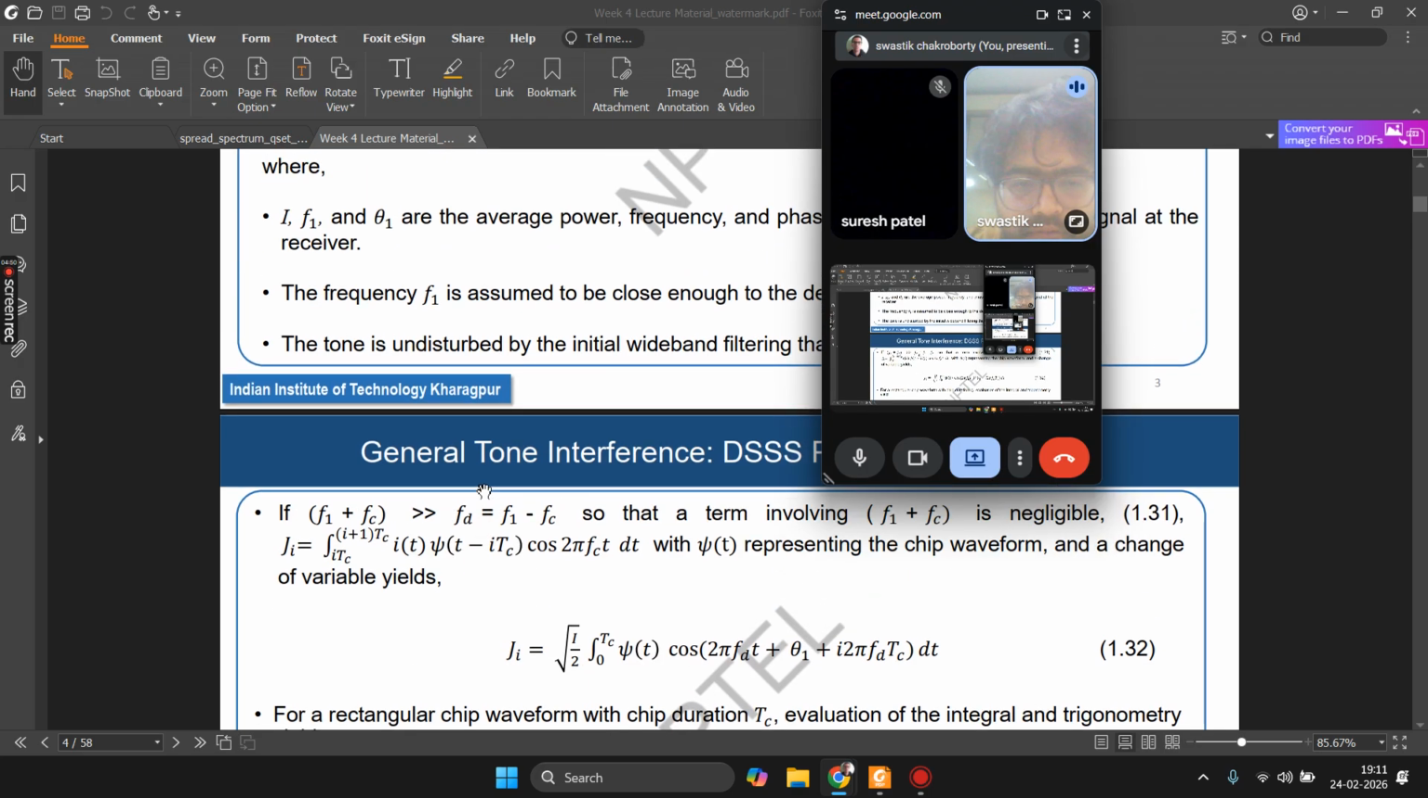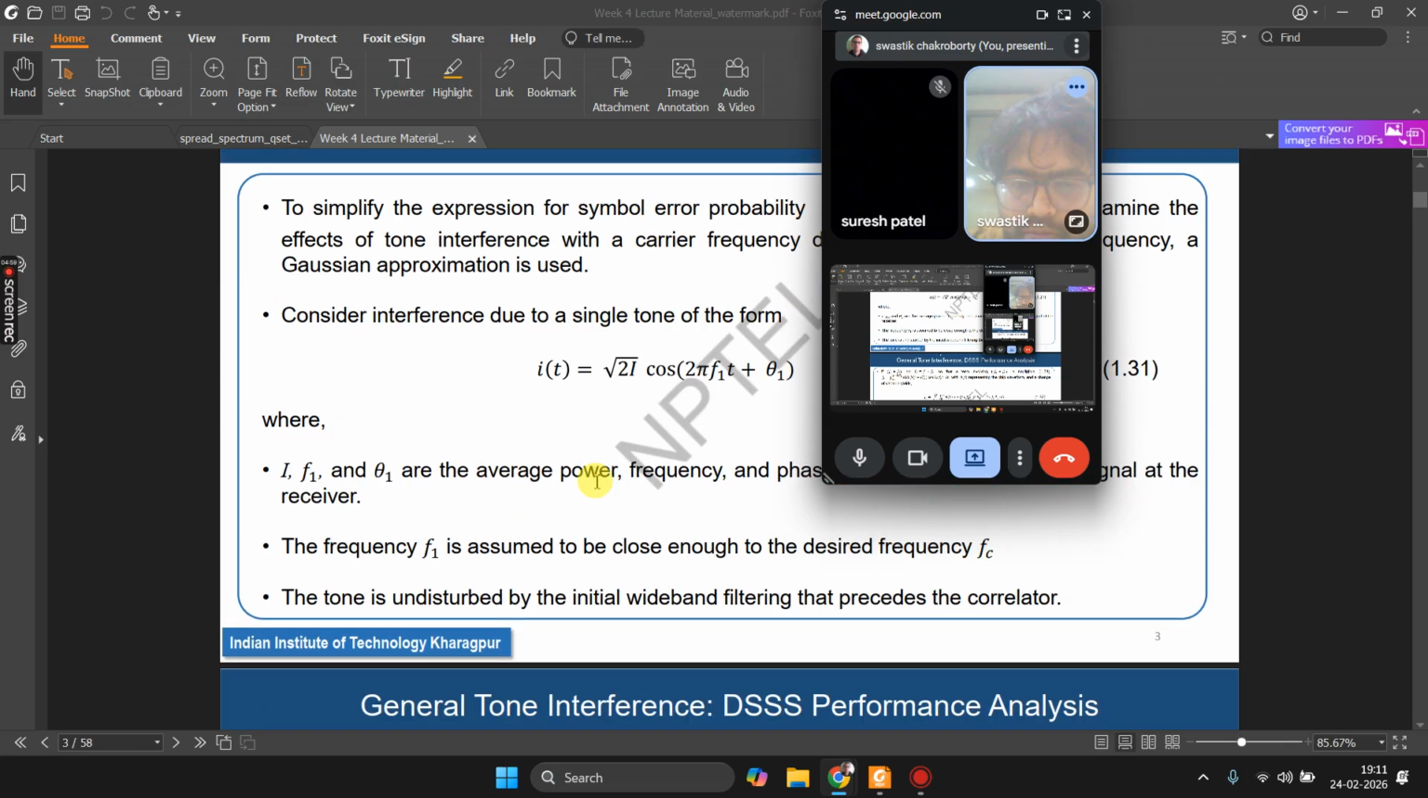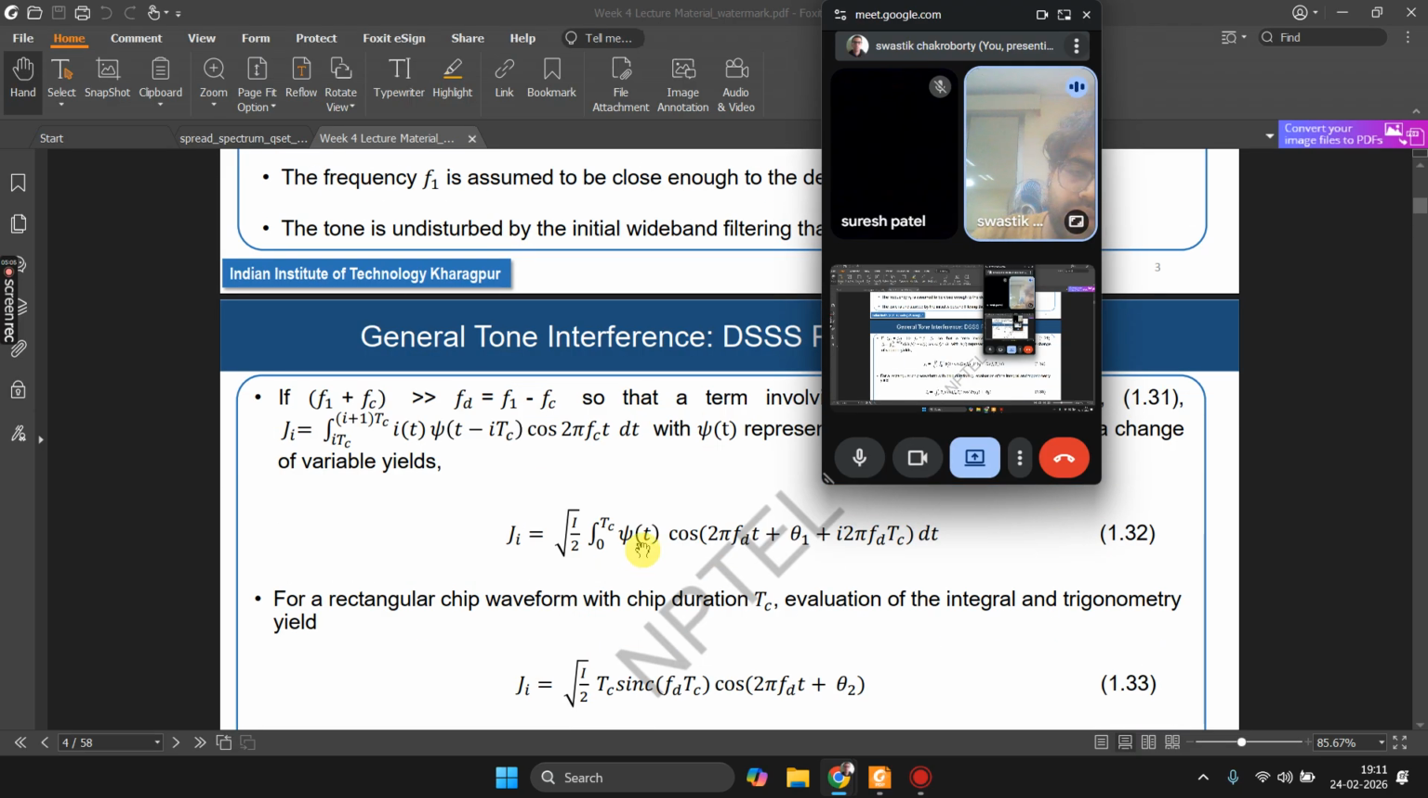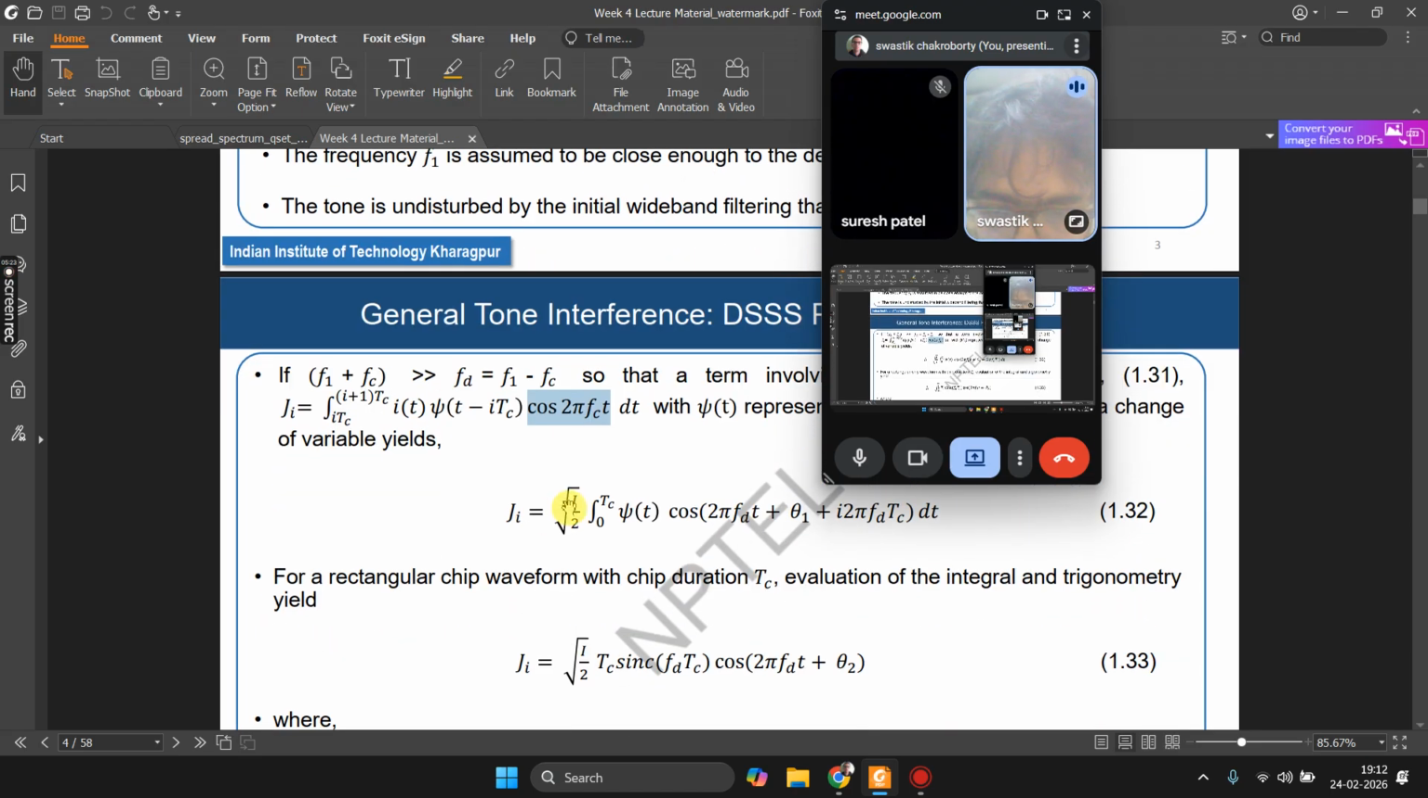Now, to get the interference power, we will multiply the interference signal with the interfering tone. Here cos 2 pi fc t is the carrier tone, and this is the interference. Finally, if you integrate and do some manipulation, your final interference power will come as this. It will be a function of fd, where fd is f1 minus fc, the difference between the interfering tone and the desired frequency.